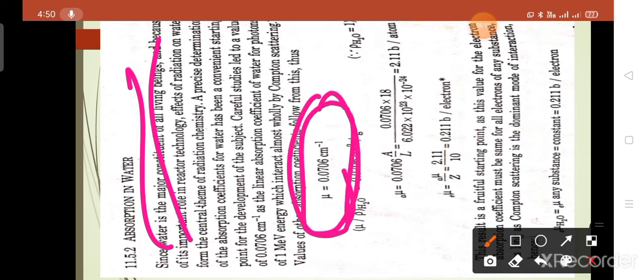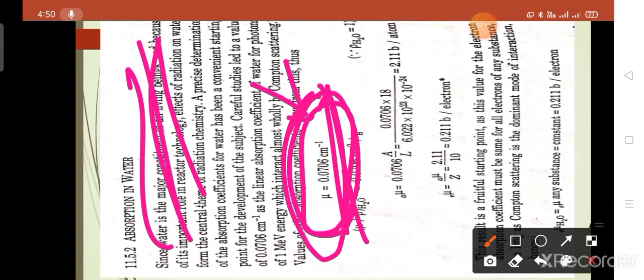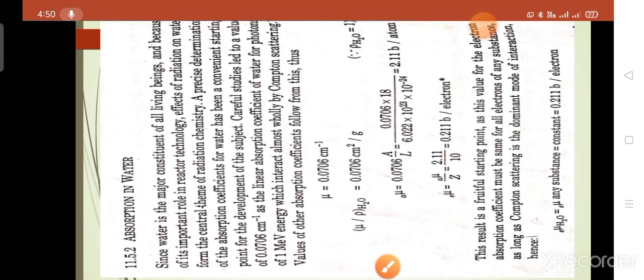Here is the problem we have to solve in case of absorption of water. Here mu is equal to 0.0706 centimeter inverse, and this mu is nothing but the absorption coefficient, or linear absorption coefficient. With the help of this absorption coefficient we can determine the mass absorption coefficient, that is mu by rho.